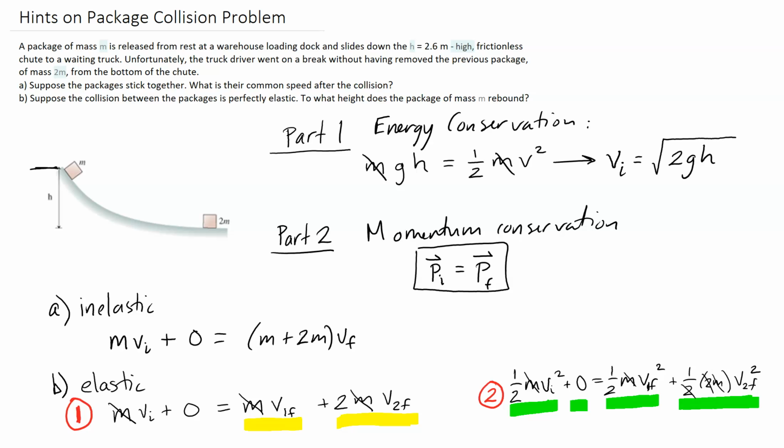Let's take a look at this question up here. Suppose the collision between the packages is perfectly inelastic. To what height does the package of mass m rebound? Now they're asking you to do another energy conservation problem. If you know the initial velocity of that mass m as it's going back up the ramp, now it's another energy conservation problem. It's all kinetic to potential, just like we did here, except in the opposite direction. So those are some hints on how to solve this problem.